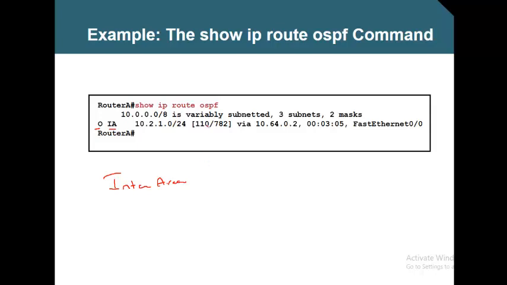And what you see here is 110, which is the administrative distance of OSPF. And what you see here is the cost, auto cost, calculated by using bandwidth. You can also specify the cost, but here it is auto cost using bandwidth. Okay.